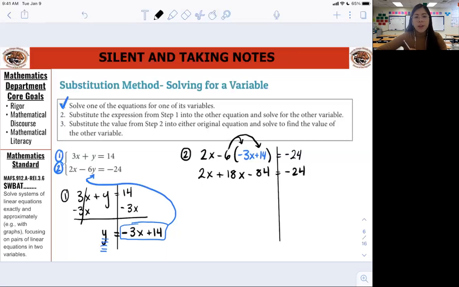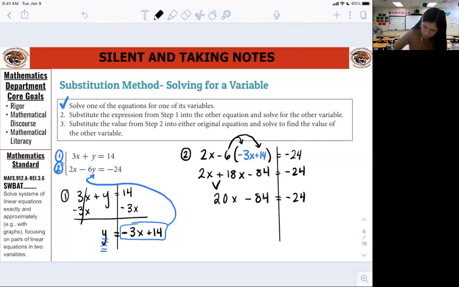Alrighty, what can I do now? Combine like terms, exactly. So now I gotta go ahead and do 2 plus 18. That's not too bad. What do I get here? 20. 20x minus 84 equals -24. Next up.